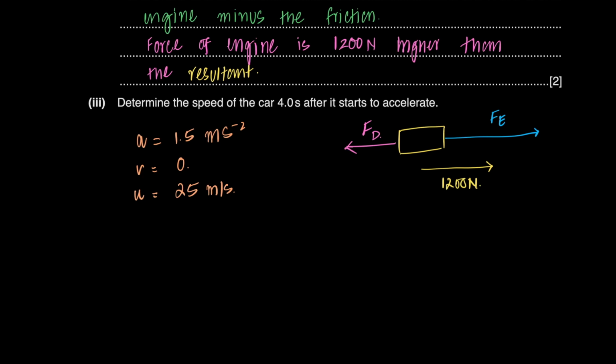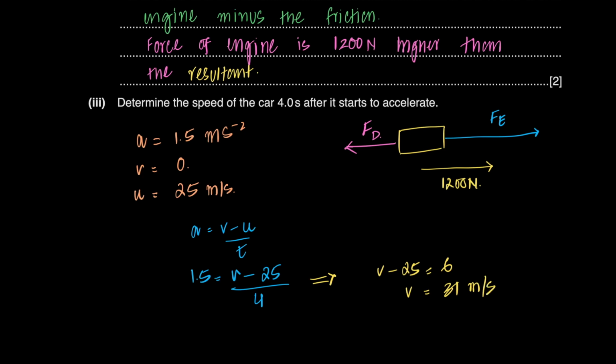So how do we do this? Well, same equation, but don't forget to add the initial velocity. What is it? Well, it is a equals v minus u over t. a is 1.5, v is v, u is 25. Divide that by the time it took. All right, 1.5 times 4 is 6. So v minus 25 is 6. v equals 25 plus 6, which is 31 meters per second.